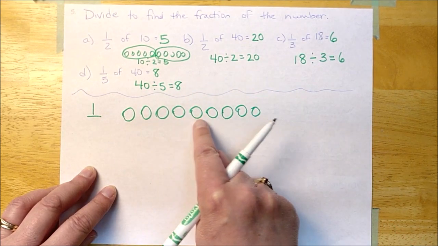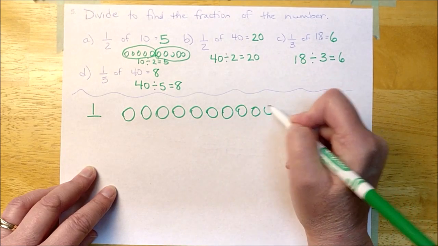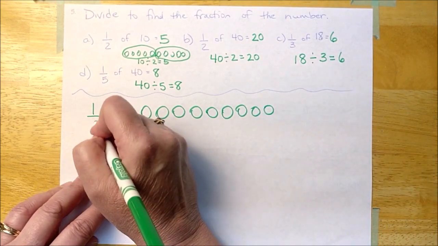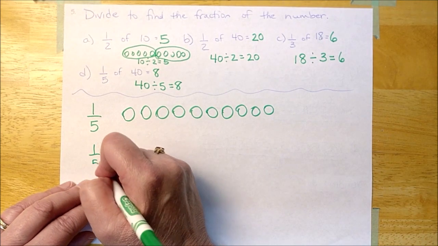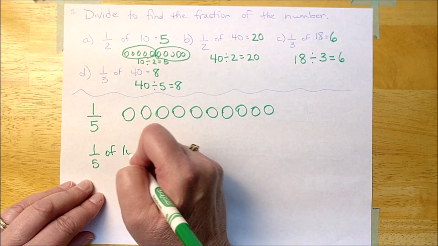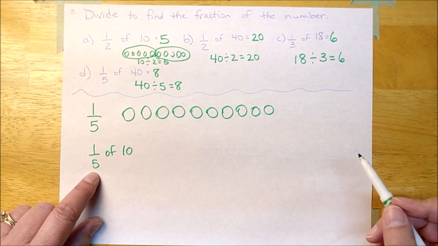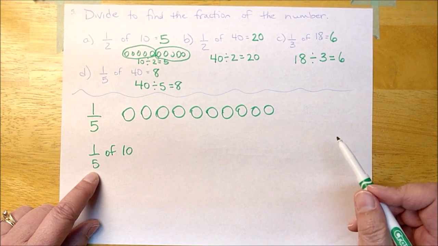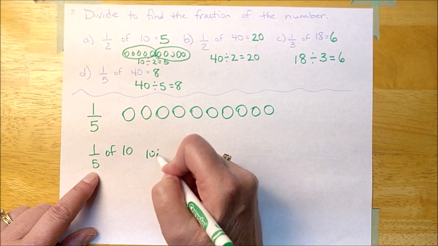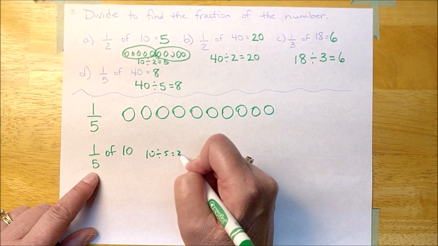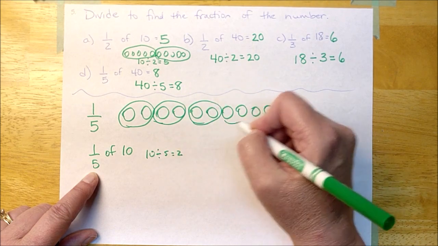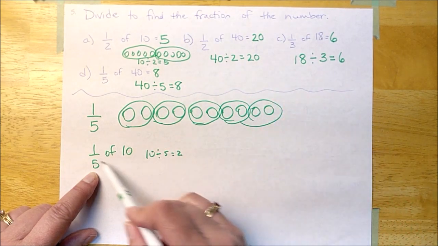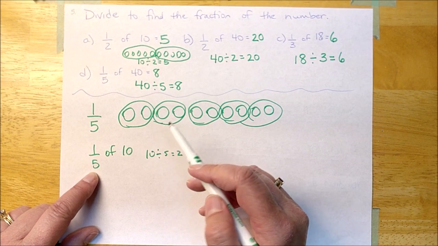1, 2, 3, 4, 5, 6, 7, 8, 9, 10 apples. So if I have 1/5 of those 10 apples, I'll write it down over here, 1/5 of 10, that means I have to divide this into 5 groups. So 10 divided by 5 equals 2. So there will be 2 in each group. So if I get 1 of them, I'm getting 2.